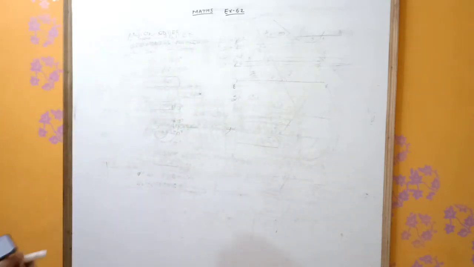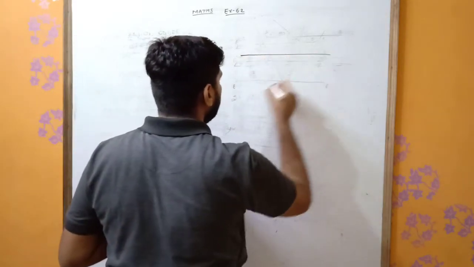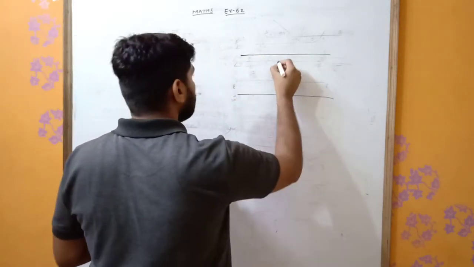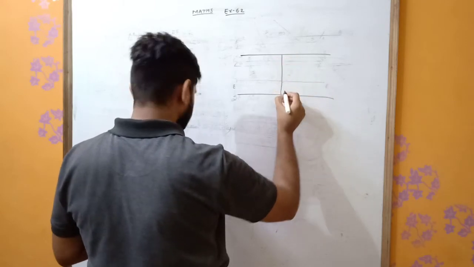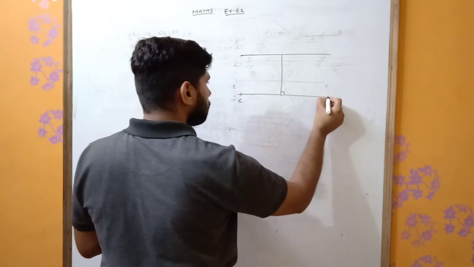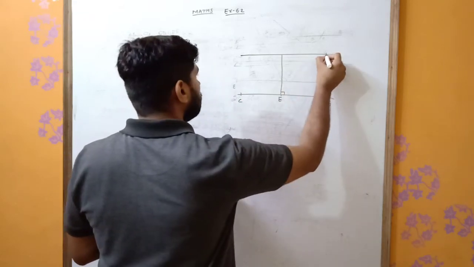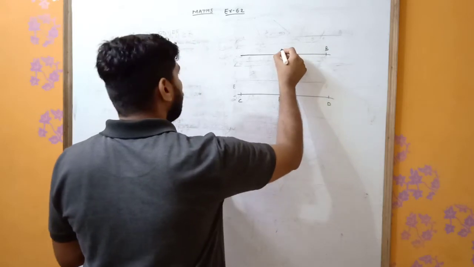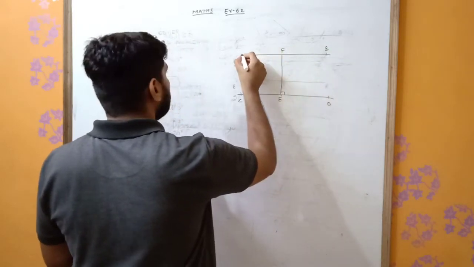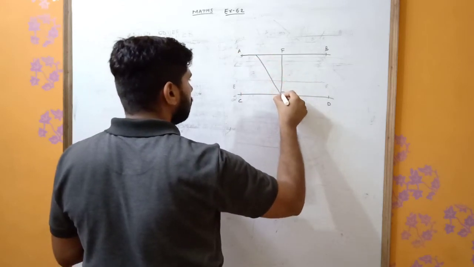Next one is, these are the two parallel lines. This angle is 90 degree. This is C, this is D, this is E, this one is B, F and A, and this side is G.